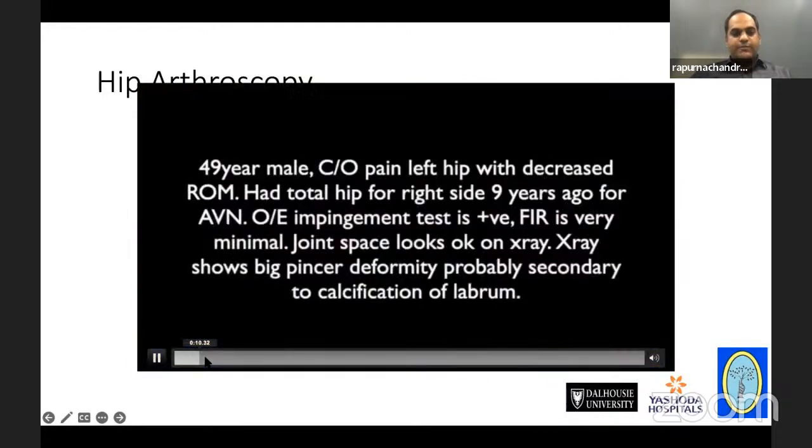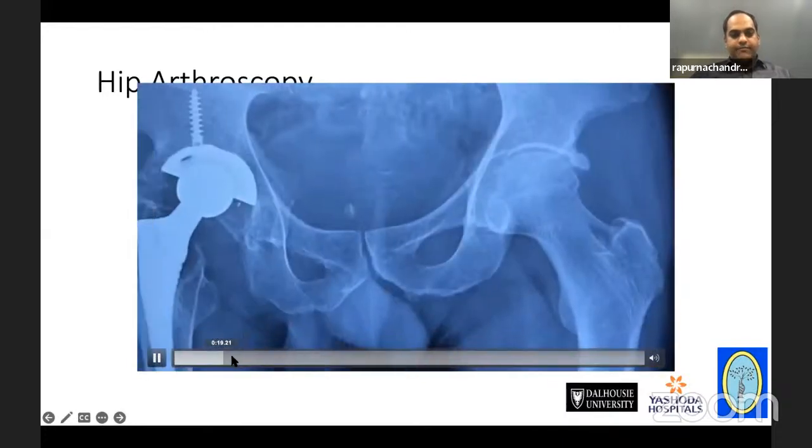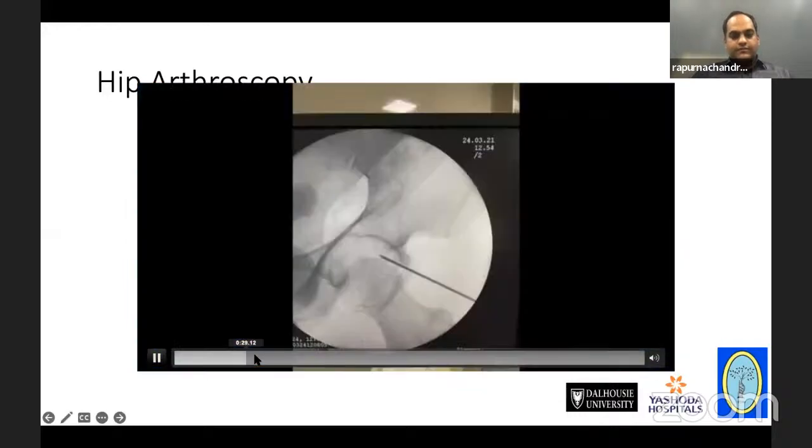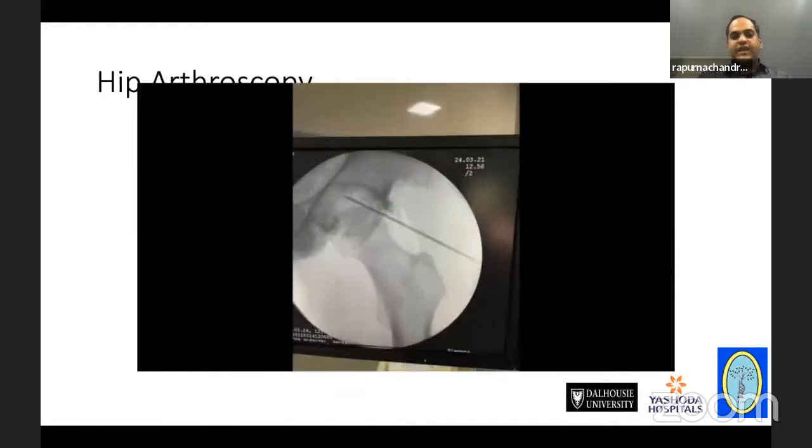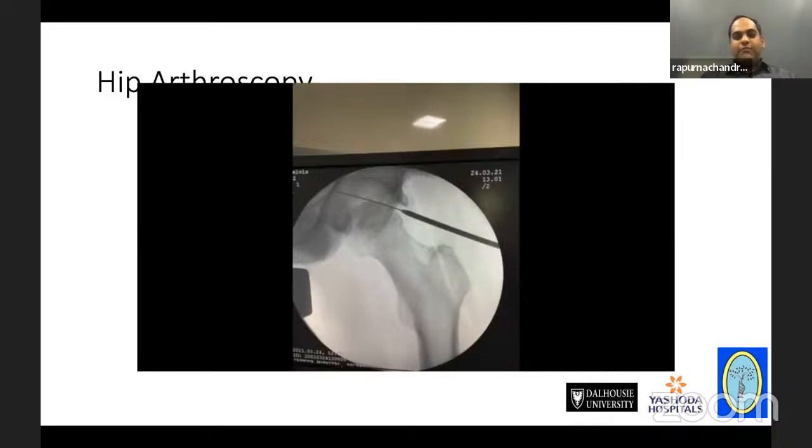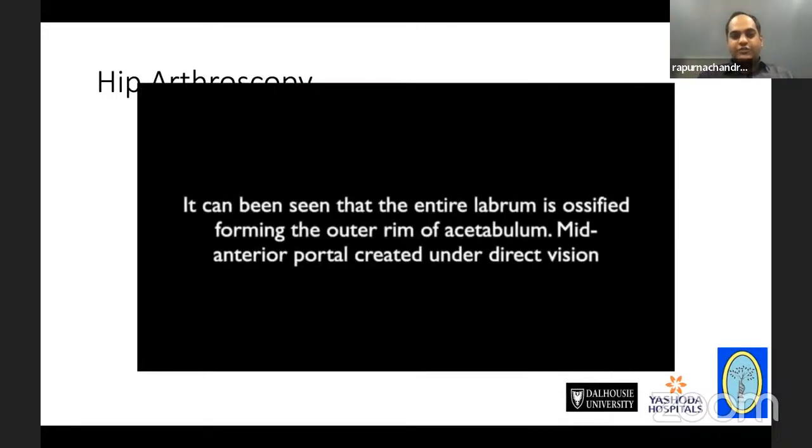So this is in supine position. So this is, I could get some traction. We have to just be careful with the angulation of the needle. This is more angle than the normal straight trajectory we get in a hip arthroscopy.